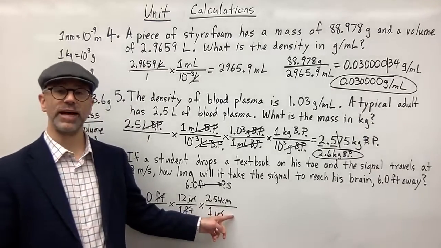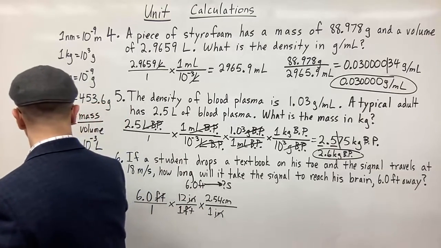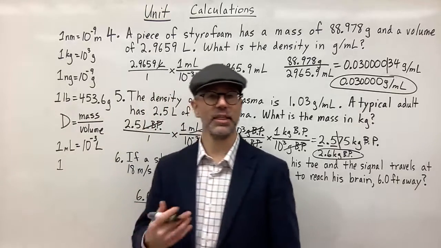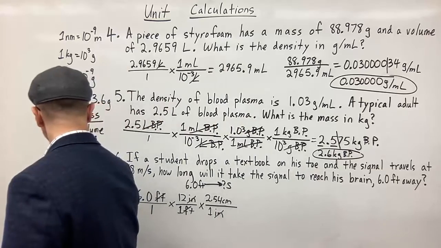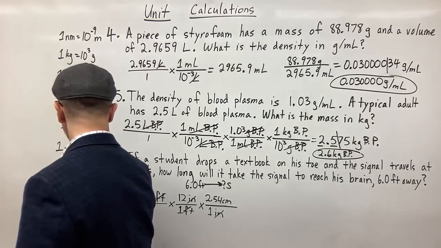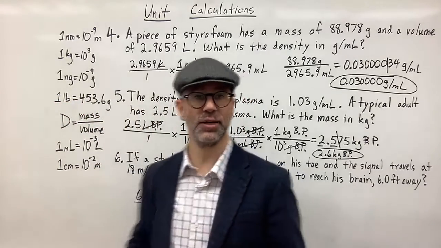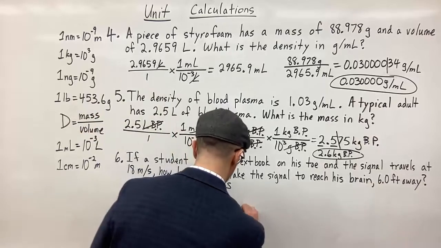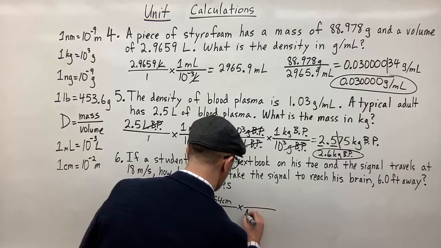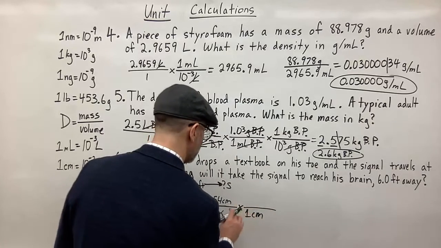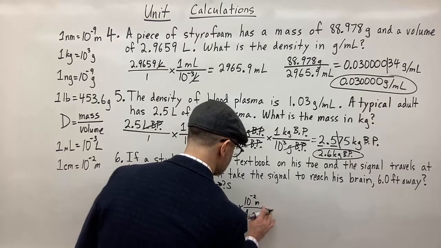And now I can convert that to meters using the centimeters to meters. I know that centimeters, centi means 1/100th or 10 to the negative 2. So 1 centimeter is equal to 10 to the negative 2 meters. So now I can use that as a conversion factor. So centimeters is on top, so I'm going to put that on the bottom. So 1 centimeter on the bottom and 10 to the negative 2 meters on top.